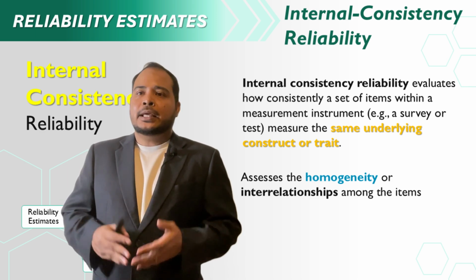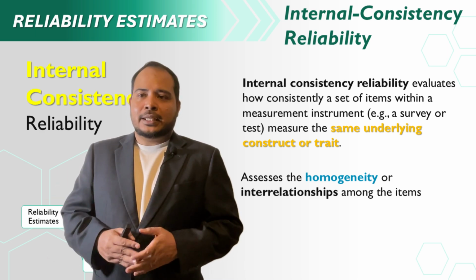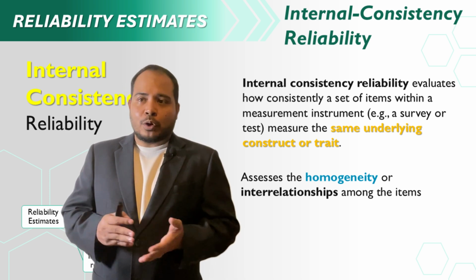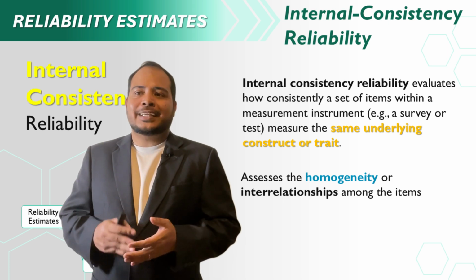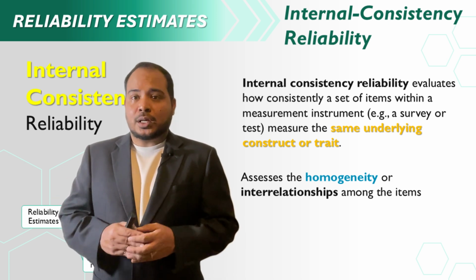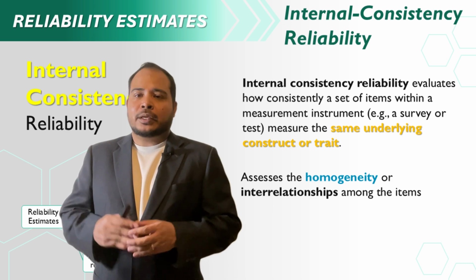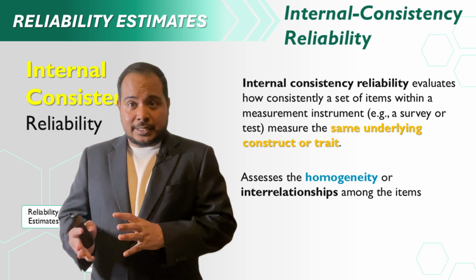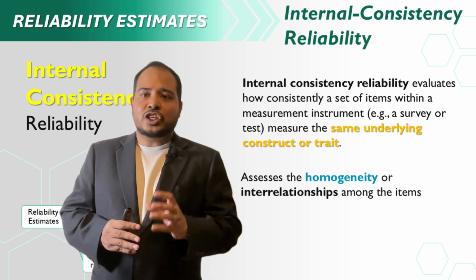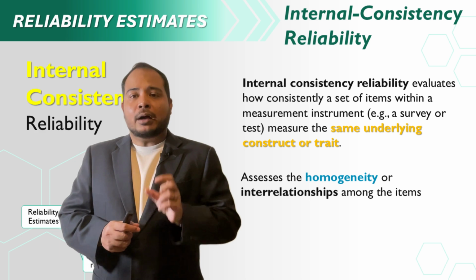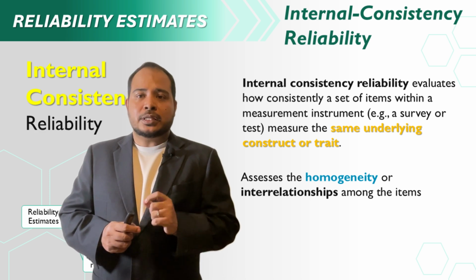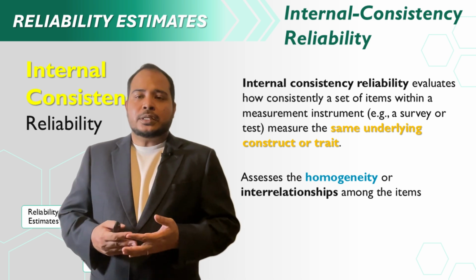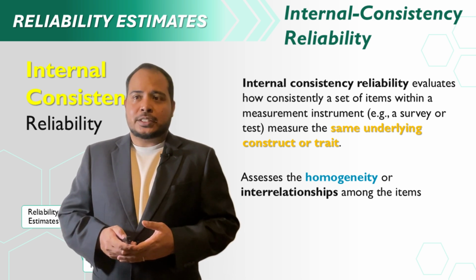So basically, internal consistency reliability assesses the homogeneity of the test. What is homogeneity? Homogeneity is measuring interrelationships between the questions or between the items. You will come across homogeneous tests or heterogeneous tests. Homogeneous refers to homogeneity of the items, whereby all of the items measure the same construct. So internal consistency is suitable to measure a homogeneous test.